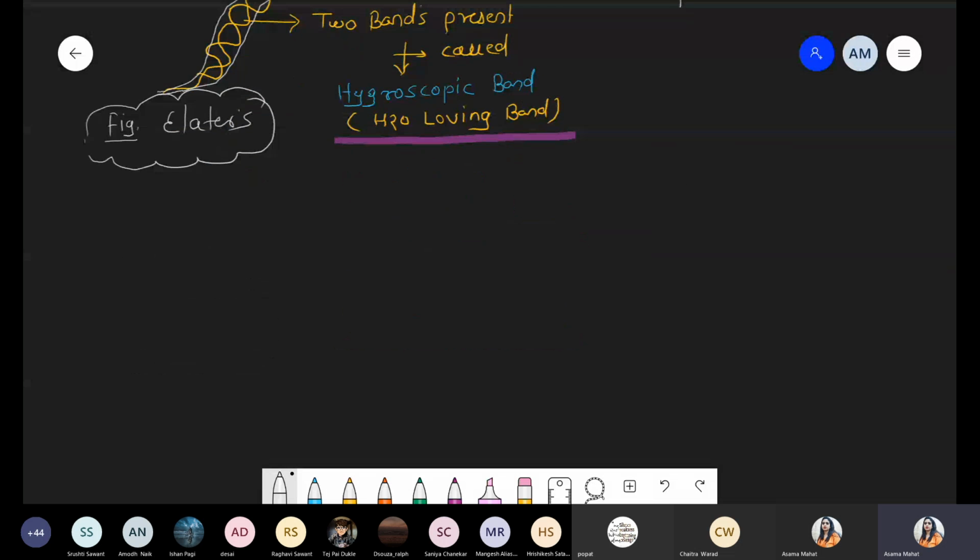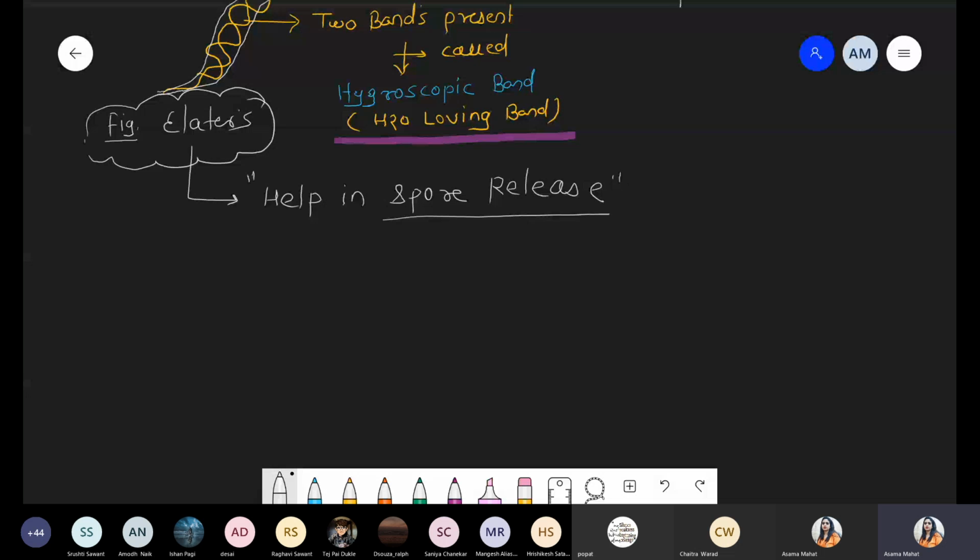Don't write this information, okay? The function of the elaters is basically to help in spore dispersion. Very simple function, but I'm talking about how they help. What is the function of these elaters? Help in spore release or spore dispersion. Very basic, but I'm talking about how this is possible. This is extra information. Don't just write down this point only. What is the function? Spore dispersion or spore release.